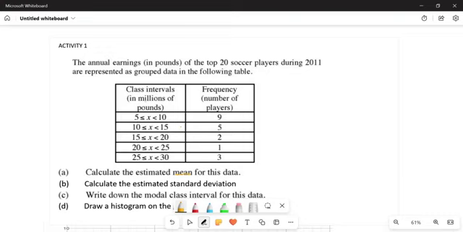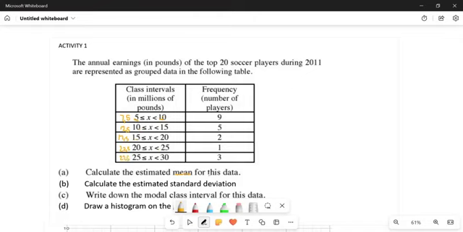Now, yesterday when we spoke about grouped data, we said the challenge with grouped data is that the data is going to be concentrated in the middle. So to get the middle value, we're going to assume that everyone in this class gets exactly the same salary, which is 5 plus 10 divided by 2, and that gives us 7.5. This one plus this one gives us 12.5. Then this one plus this one gives us 17.5, then 22.5, and then 27.5.